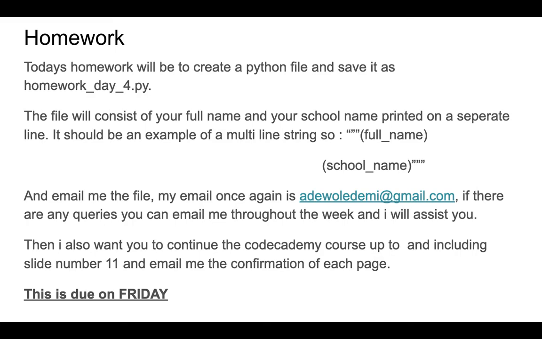So today's homework, for those of you that were in the lesson, is to create a Python file and save it as homework underscore day underscore 4 dot py, and make sure there's the .py. The file will consist of your full name and your school name printed on separate lines, as an example of a multi-line string. In the example, the full name is on the first line and the school name is on the second line. Also email me the file. Don't email the screenshot, just email the file, and then I can see it from there. If there are any queries, my email's there.